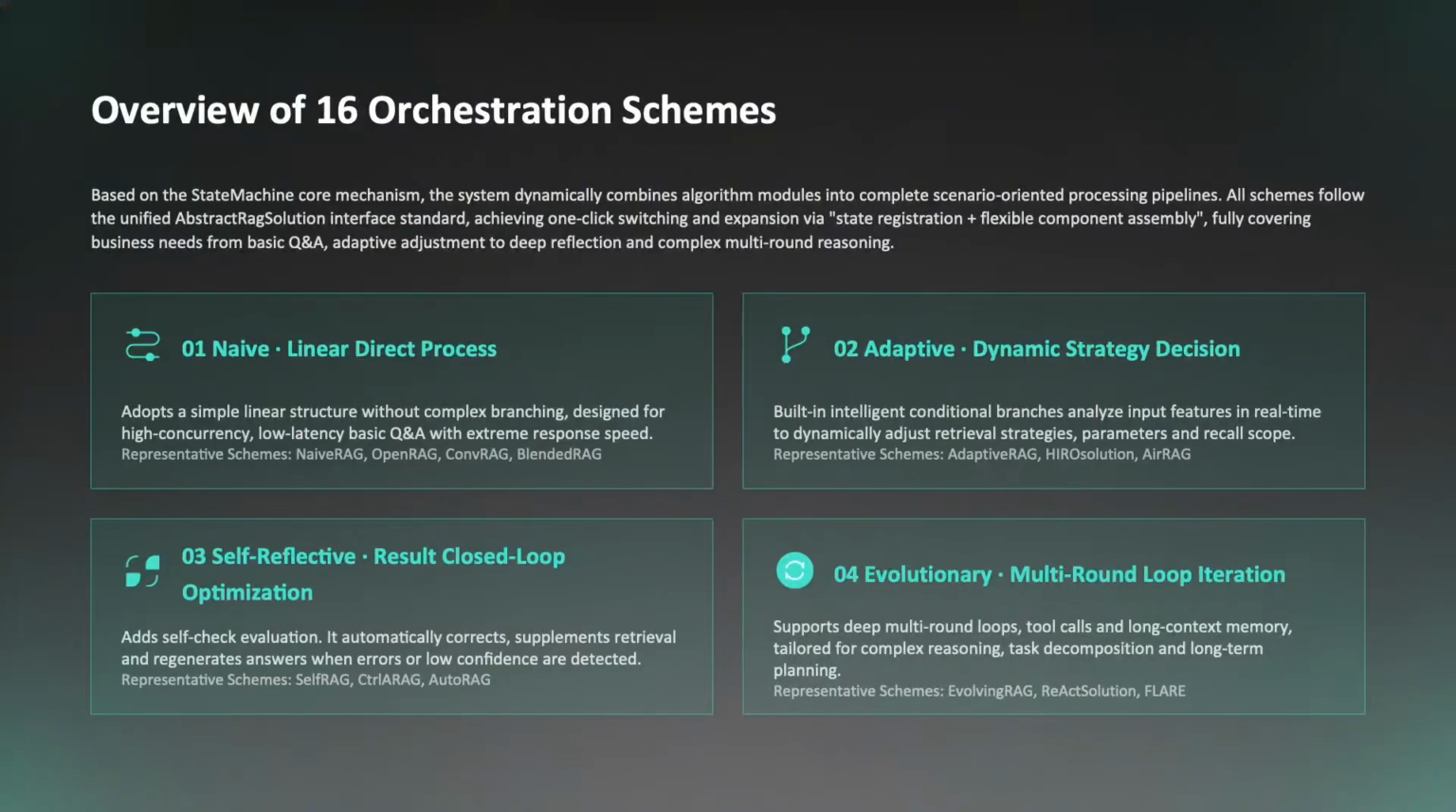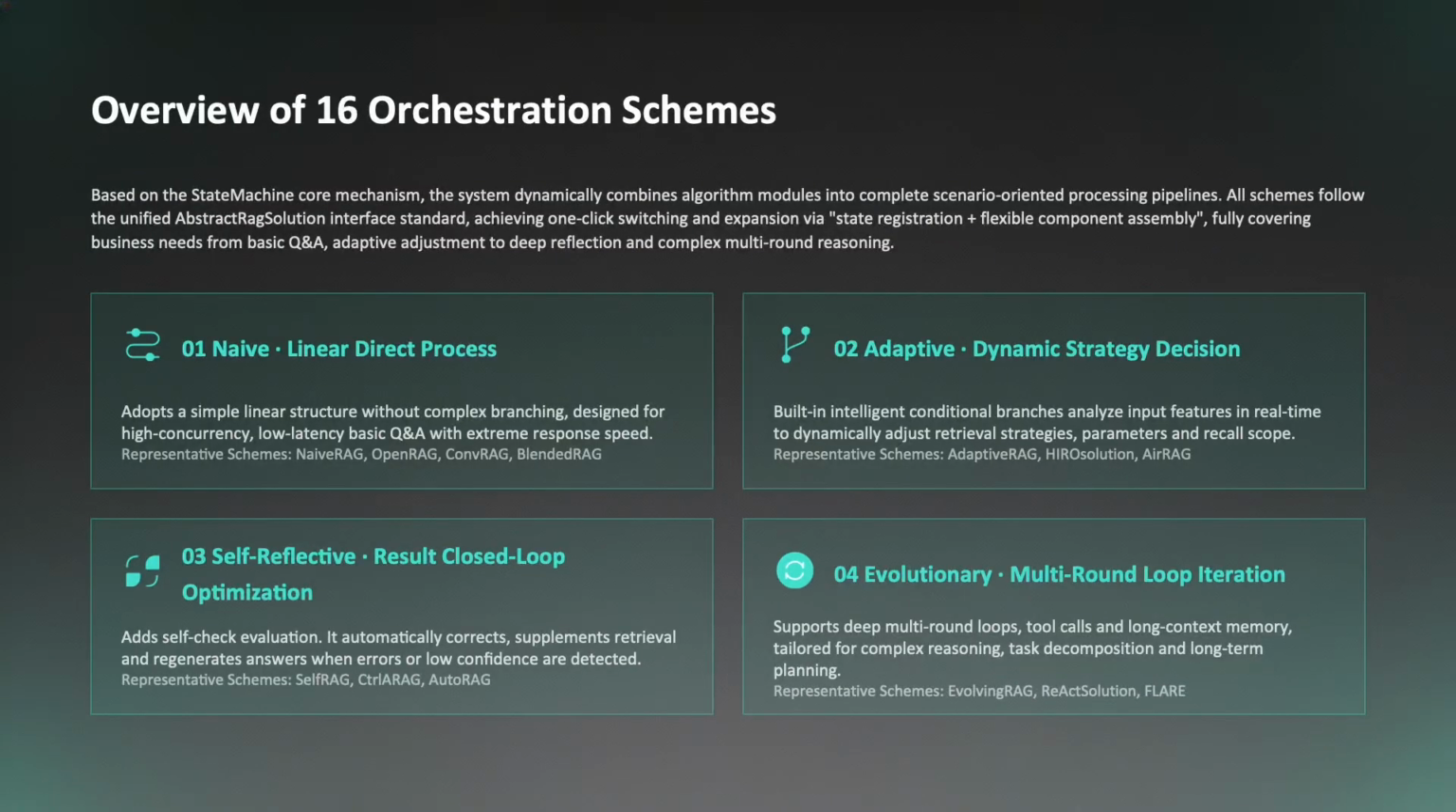Slide 14. Overview of 16 orchestration schemes. All the algorithm modules we just covered can be freely combined into 16 complete, production-ready orchestration pipelines via the state machine engine. Every scheme implements the unified abstract RAG solution interface, supporting one-click switching through state registration and component assembly, fully covering all business scenarios from basic Q&A to complex multi-round reasoning. We divide the 16 schemes into 4 categories.